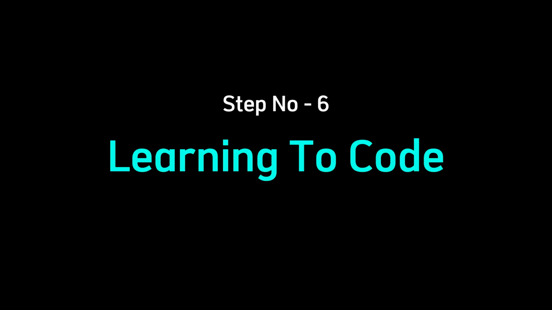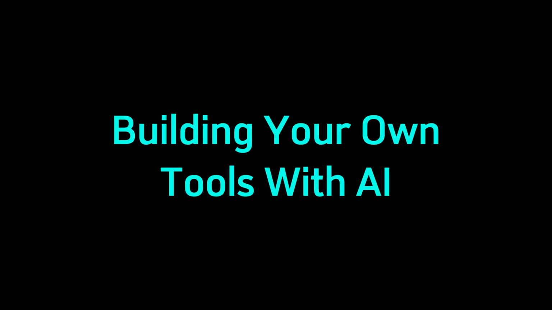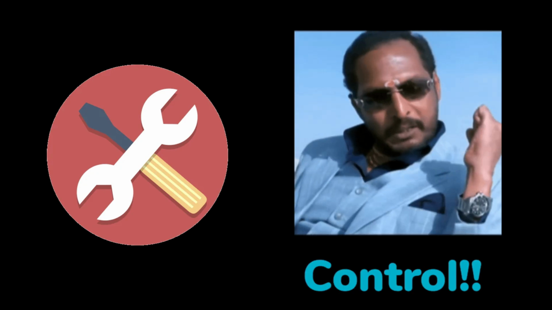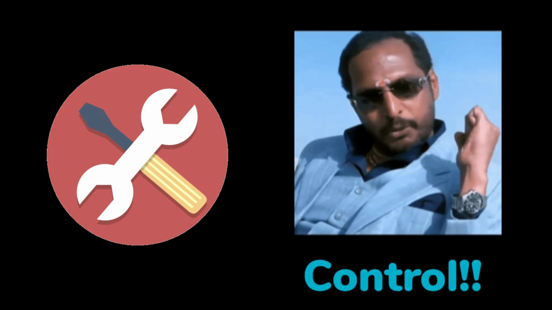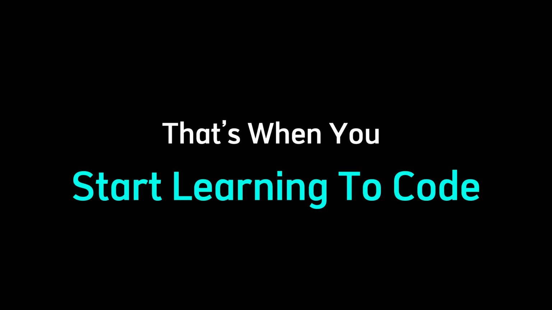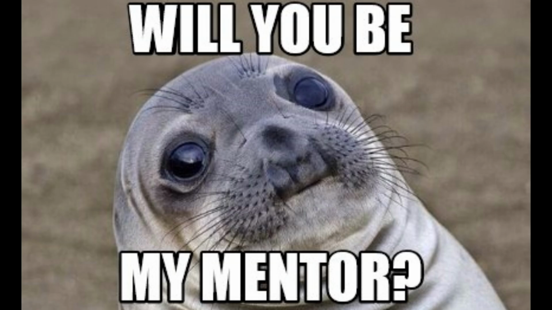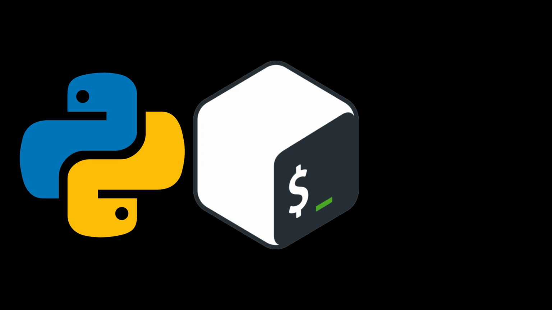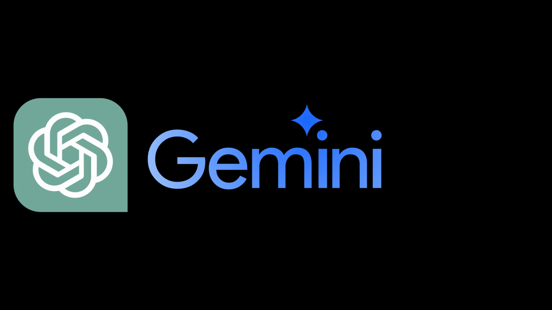Step 6, learning to code. Building your own tools with AI, every great hacker reaches this moment. Tools are no longer enough. You want control, custom logic, total freedom. That's when you start learning to code, and AI becomes your mentor. You open up Python, Bash, maybe even JavaScript, but you're not alone. With ChatGPT, Gemini, or Copilot, you can learn step by step.